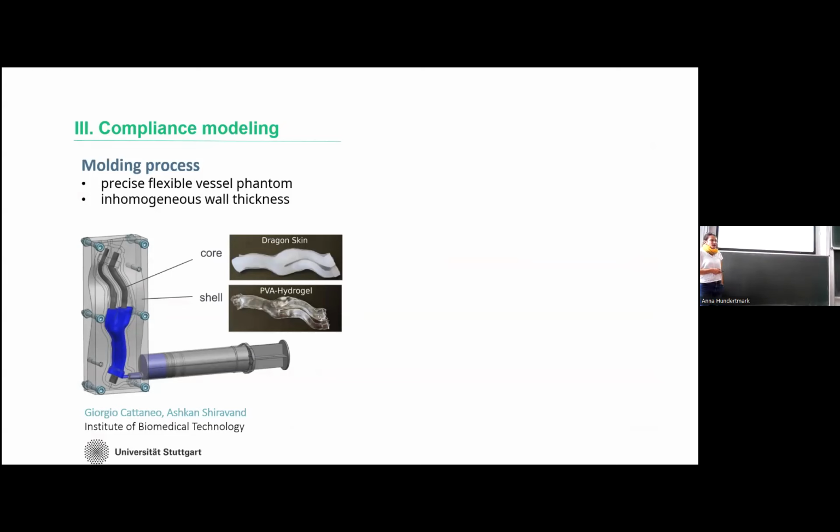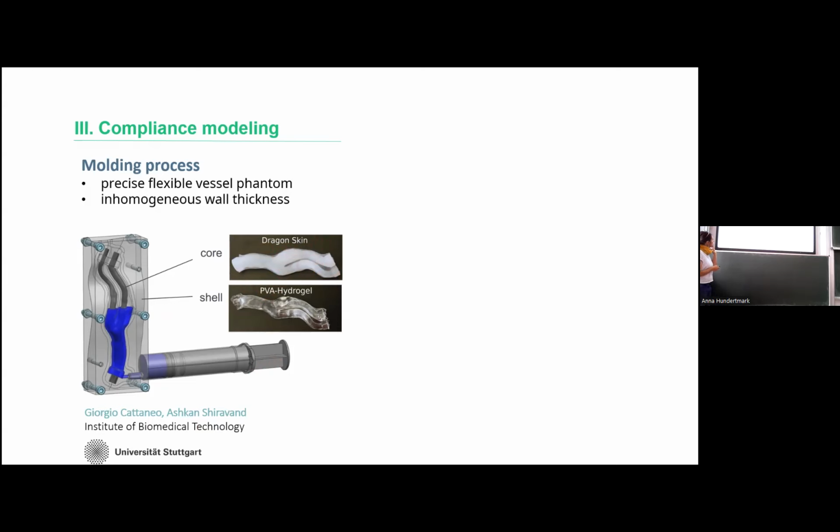Compliance modeling. The group of Stuttgart, Giorgio Cataneo, Ashkan, they are biomedical engineers, and they have a laboratory, and they made some measurements of the compliance on a carotid artery phantom, which was our carotid artery phantom, but somehow simplified. You can see here some phantoms of the carotid artery, internal and external. You do not see some branches, no? So branches have been cut out.